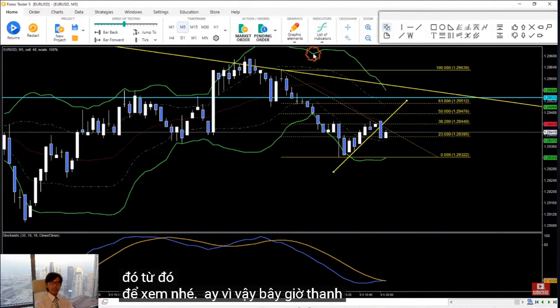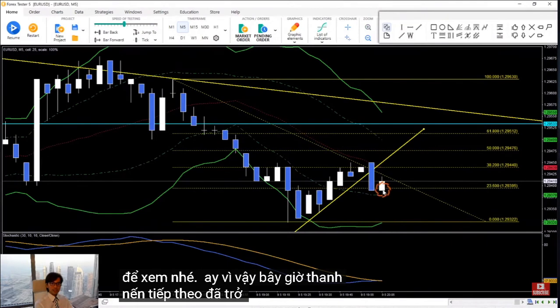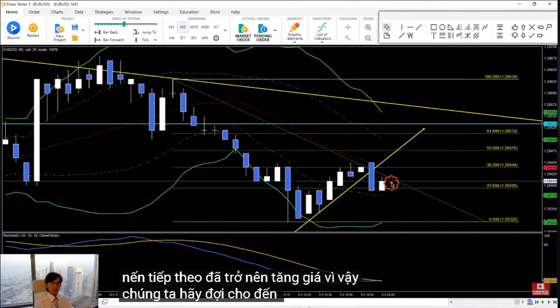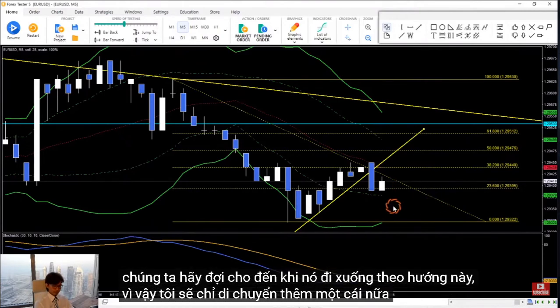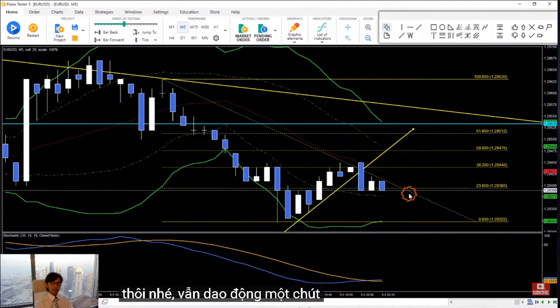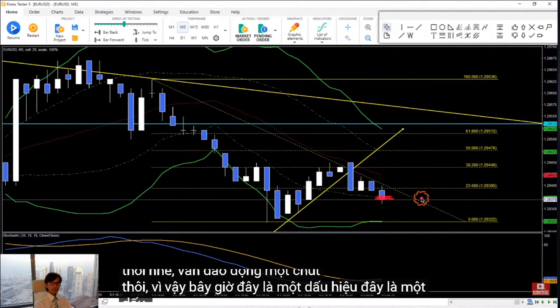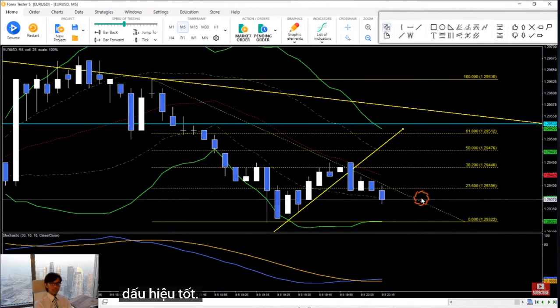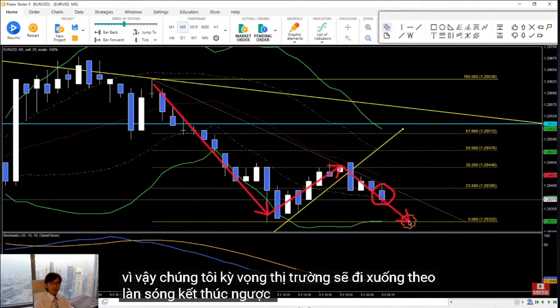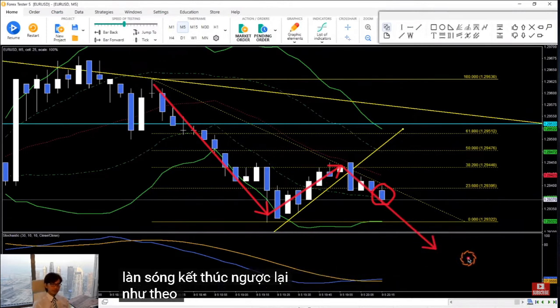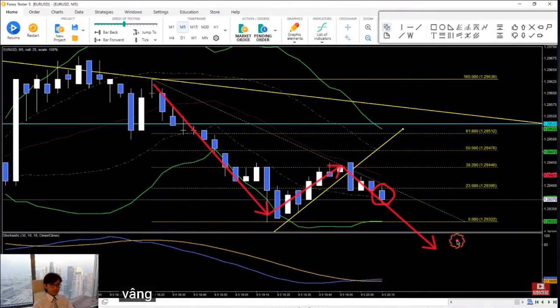Okay, so now the next candlestick became bullish, so let's wait until it goes down this way. So I will just move 1 more. Okay, still a bit ranging. Okay, so now this is a sign. This is a good sign. Exactly, this candlestick is a good sign for the selling edge. So we expect the market to go down on the reversed N wave, like in this direction.